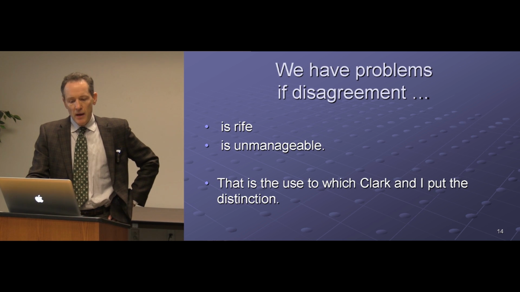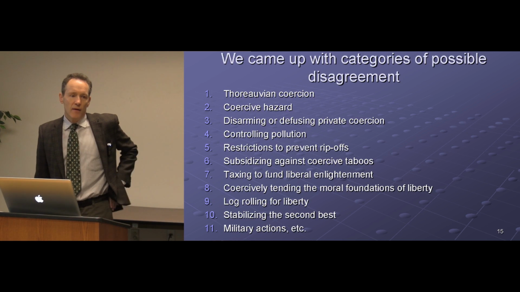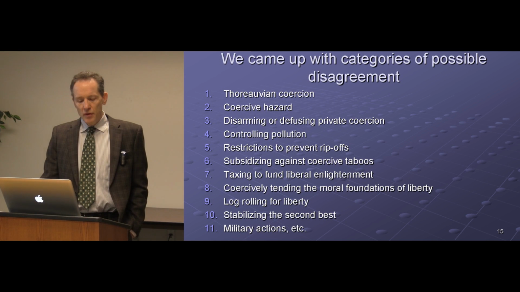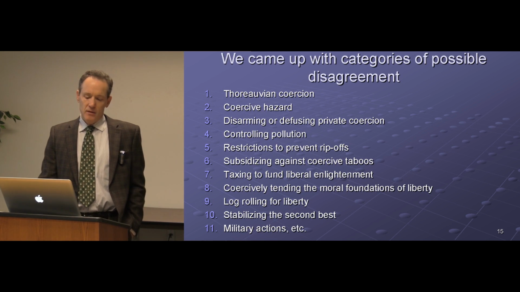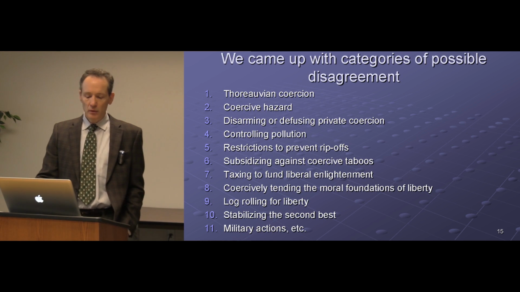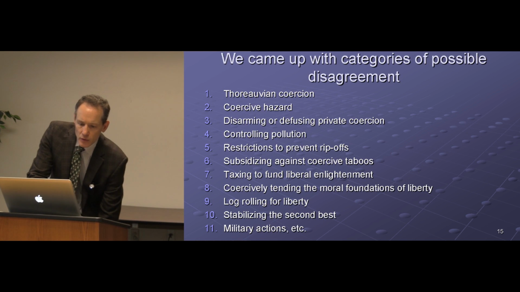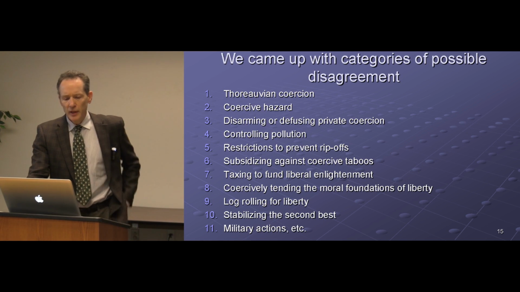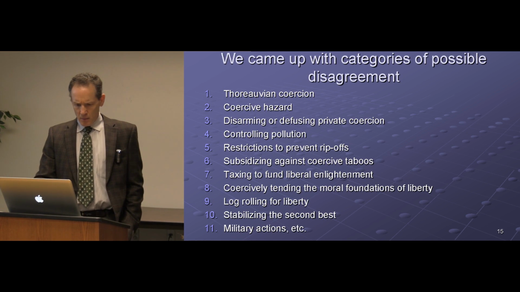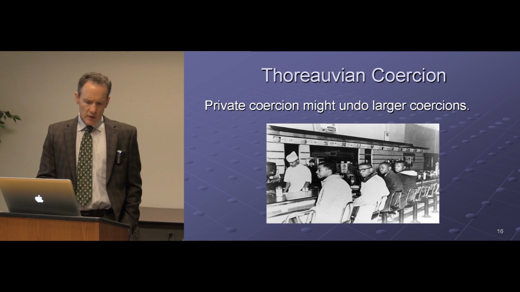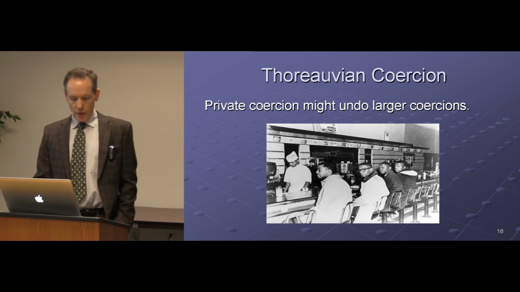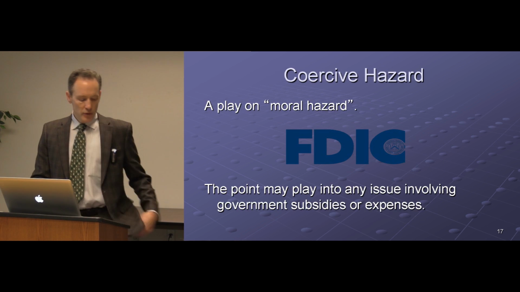So to address this, Michael and I came up with different areas of possible disagreement between direct and overall, to think out all of the topics people speak of as disagreement between direct and overall. These are not mutually exclusive, they overlap, and I'm not sure that they're complete, but we tried to think out all of the ones that seem to arise and be relevant. And we gave them names, like Thoreauvian coercion: private coercion might undo larger coercions.